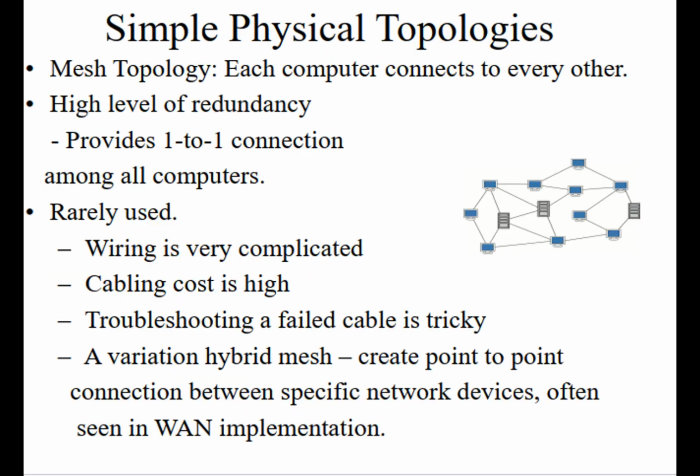Mesh. Simple physical topologies. In a mesh topology, each computer connects to every other. The high level of redundancy provides a one-to-one connection among all computers. It is rarely used: the wiring is very complicated, the cabling cost is high, and troubleshooting a failed cable is tricky. A variation, hybrid mesh, creates point-to-point connections between specific network devices, often seen in one implementation.